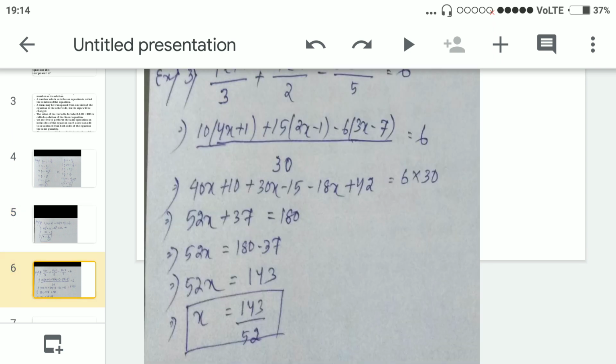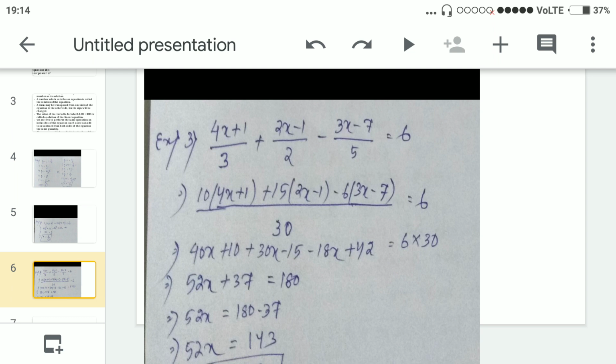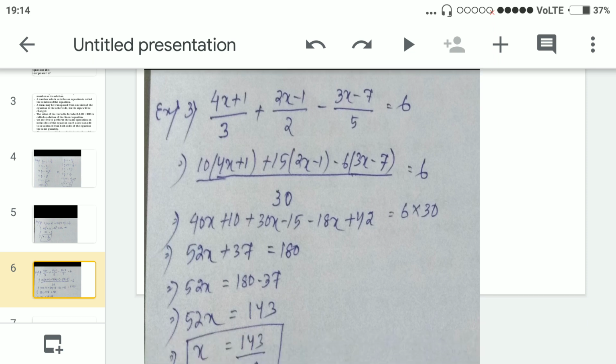And the final example you can check out here, that 4x plus 1 divided by 3 plus 2x minus 1 divided by 2 equal to 3x minus 7 by 5 equal to 6. So all these are present in the rational form. So we can take the LCM of 3, 2, and 5. We are getting 30, and as you know, to solve the fraction we take the LCM, then LCM divided by the denominator multiplied with the numerator, right? So 30 by 3, that will be 10. So 10 into 4x plus 1. 30 by 2, 15, 15 into 2x minus 1, 30 by 5, 6, 6 into 3x minus 7. So we can multiply it.